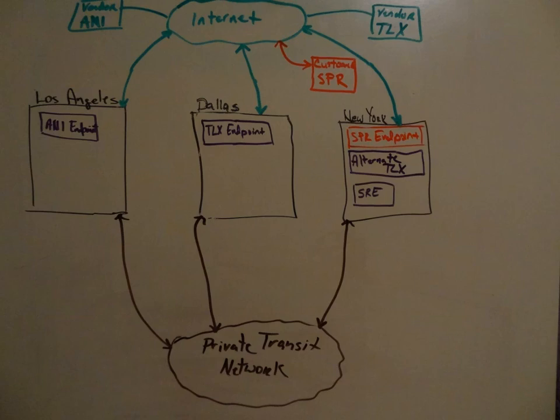With this information and with the routing zone configurations, SRE now has the ability to substitute in IP addresses depending upon where the call originated from. So in this case, a call originating from the SPR endpoint in the New York routing zone would always receive the alternate TLX IP address rather than the Dallas TLX IP address when it was requesting routes.